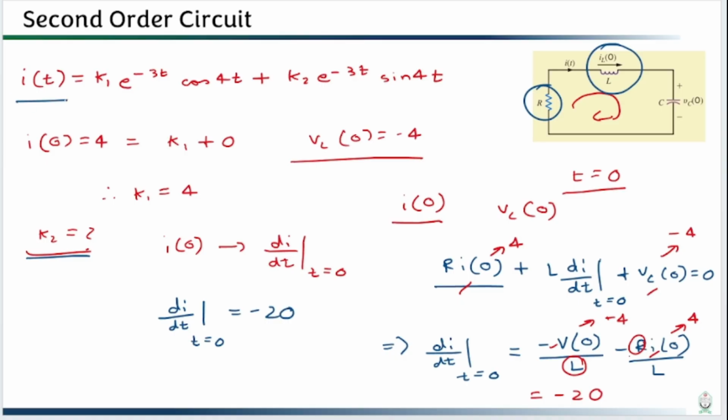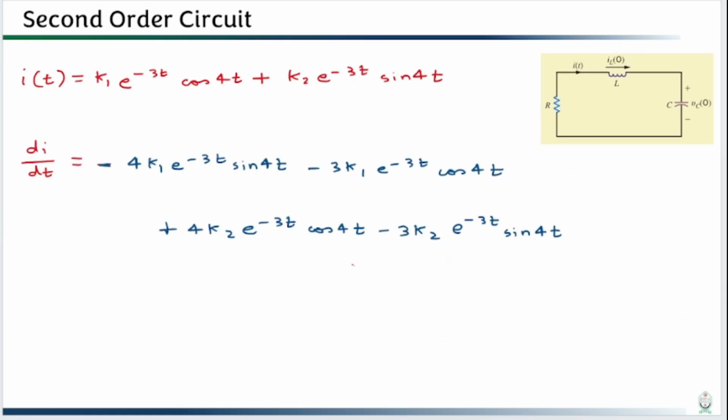We have that at hand, so we can differentiate this. This will give us di/dt, and if we set t to 0 in di/dt, that will give us the value of K2. So this is the expression that we calculated before, and if we differentiate this equation, this is the expression we get. And now we have the value of di/dt at t equals 0, which is minus 20.